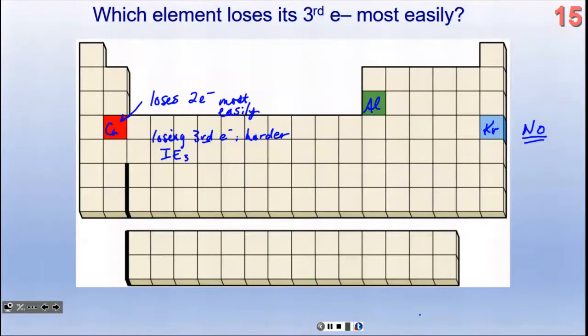And aluminum, it's going to be a steady increase. Ionization energy 1 is less than ionization energy 2, and ionization energy 3 is still larger, but not a huge jump until you get to the fourth one. So aluminum would be our correct answer here. None are lost easily for krypton. All right.